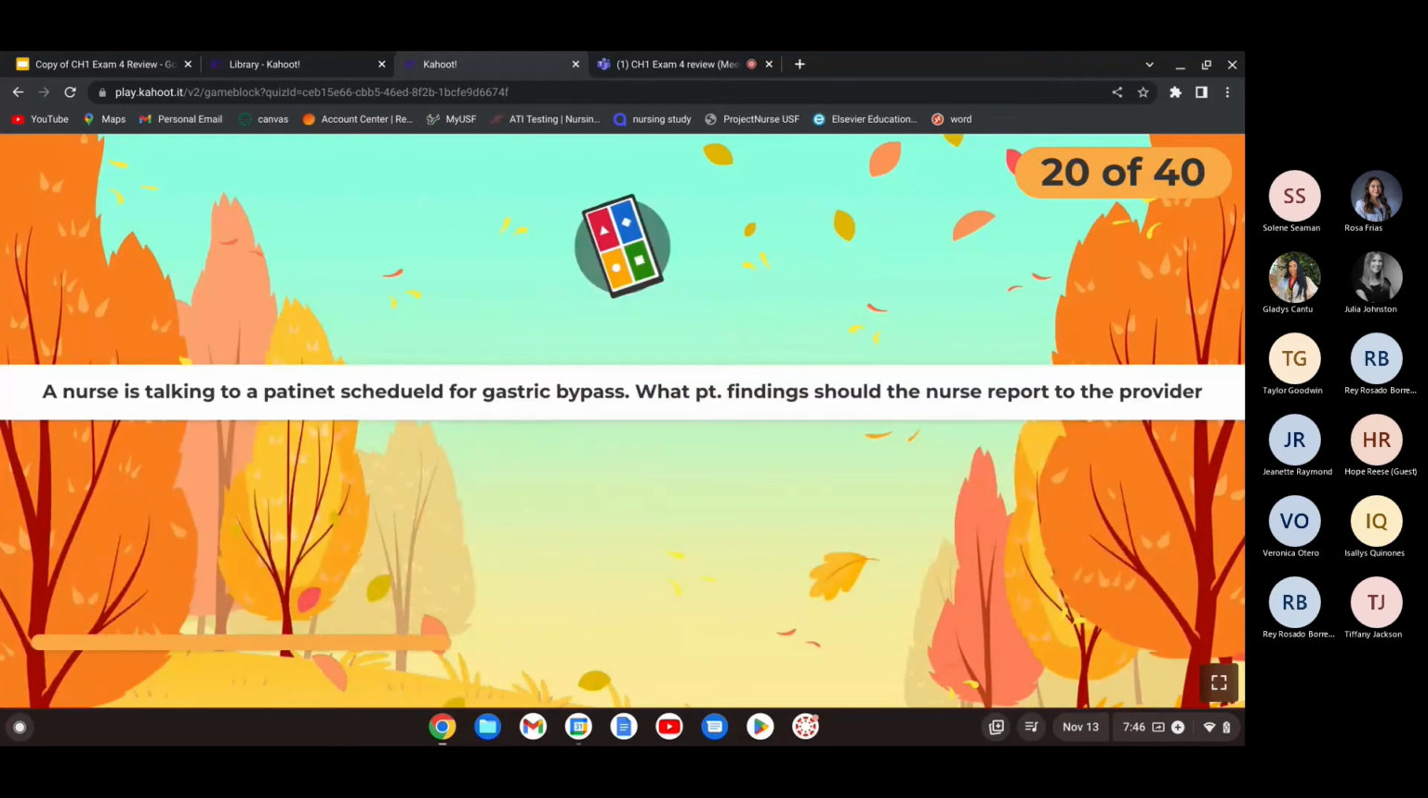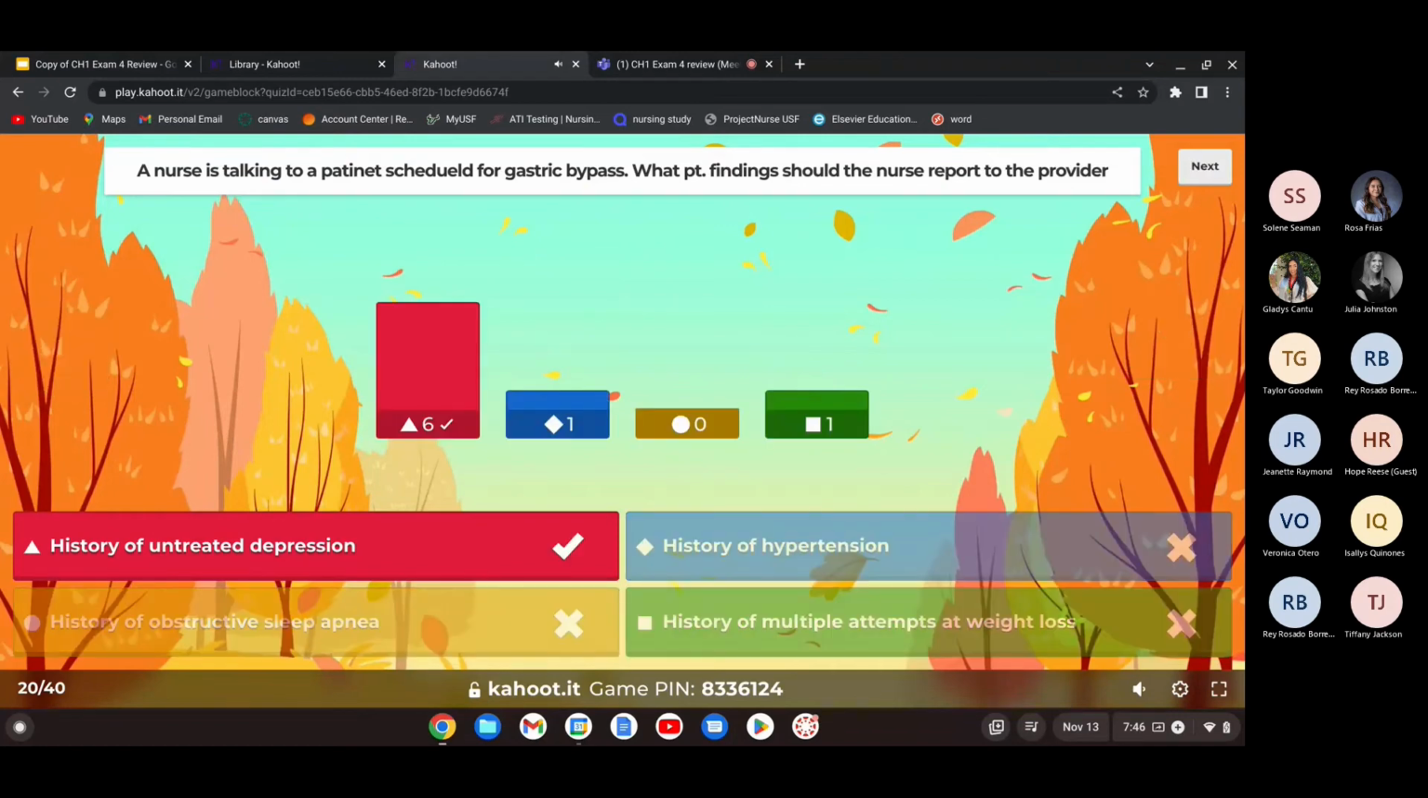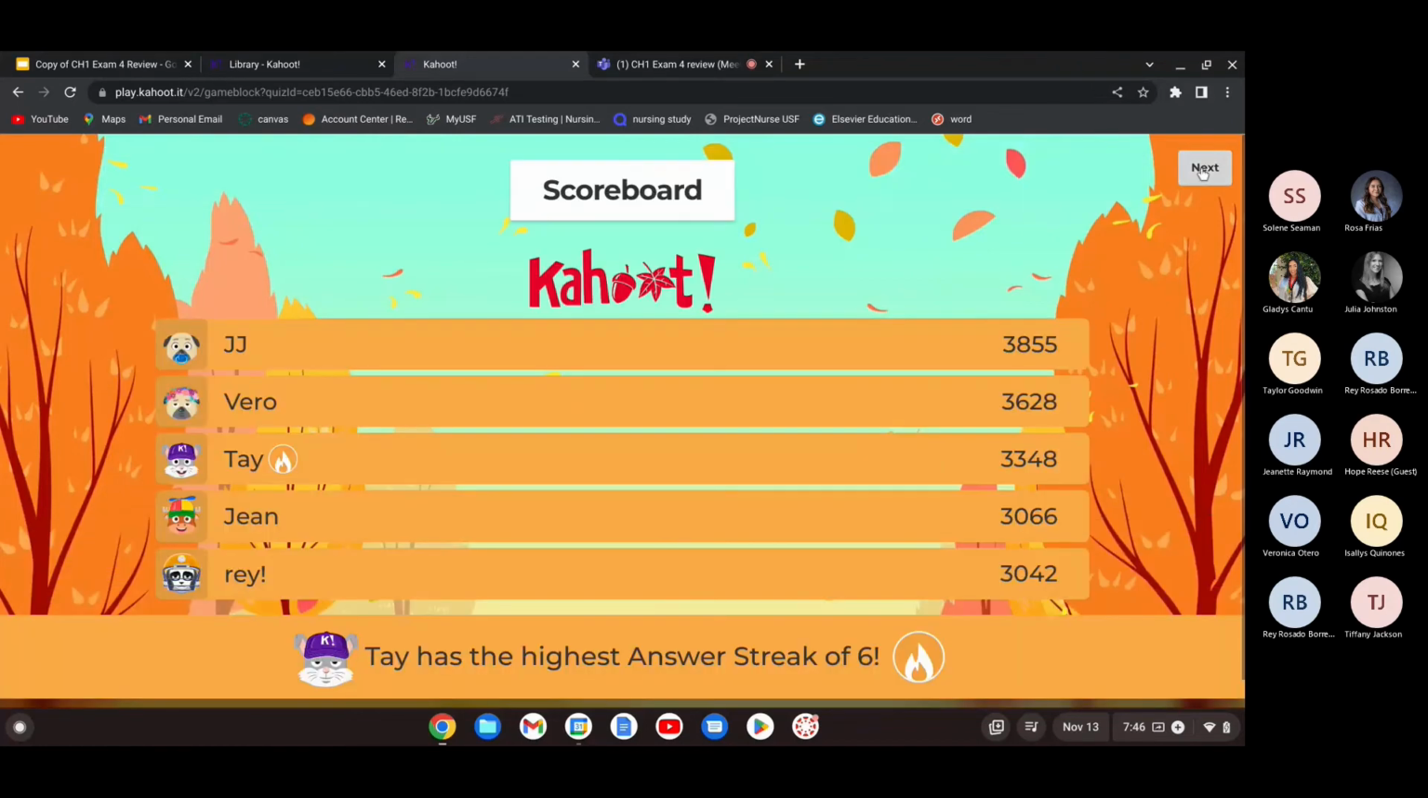A nurse is talking to a patient scheduled for gastric bypass. What patient findings should the nurse report to the provider? Some history of untreated depression. We need to make sure that we work on that, treat that before we undergo a life-altering surgery, for sure.